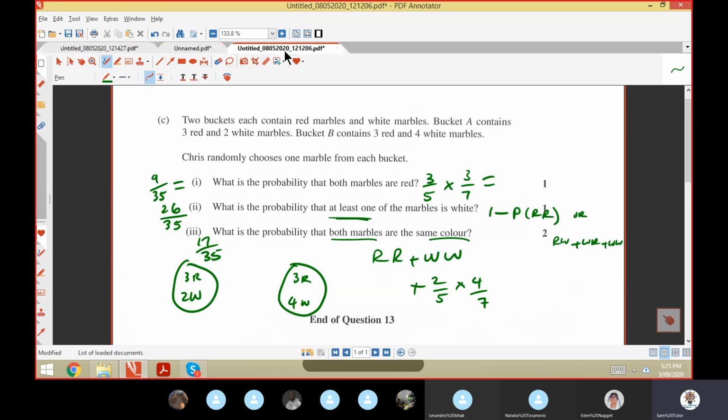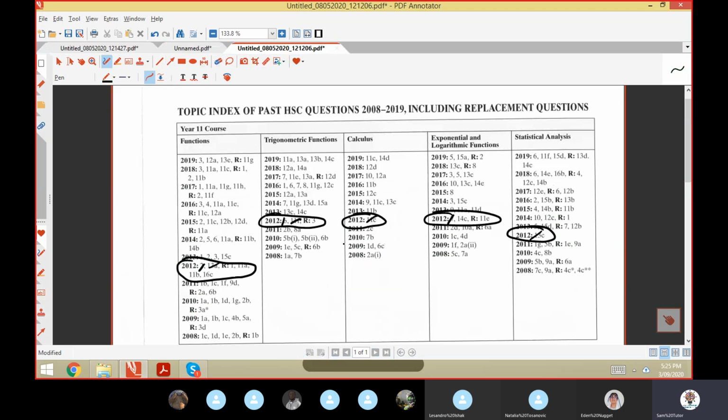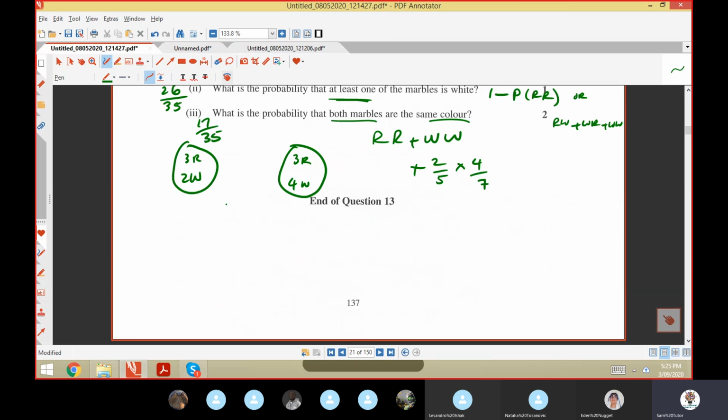11C done as well. Good work. Again, just by doing these questions, you start to realize what your strong points are, what your weak points are as well. What are we up to? 14? 14C. And then we're up to the replacement ones. All right, 14C.